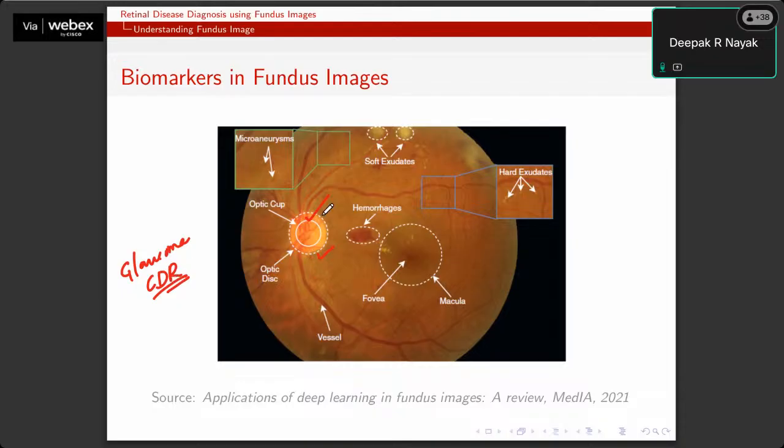Fine. And there are also other biomarkers you can see over here, right? These are like soft exudates. These are like hard exudates. These are like hemorrhages, right? This part is particularly hemorrhages, right? And here are some microaneurysms. Basically these soft exudates, hard exudates, hemorrhages, and microaneurysms, and the presence of these kinds of abnormalities, right, leads to something called diabetic retinopathy, a kind of eye disease caused due to diabetes, right?